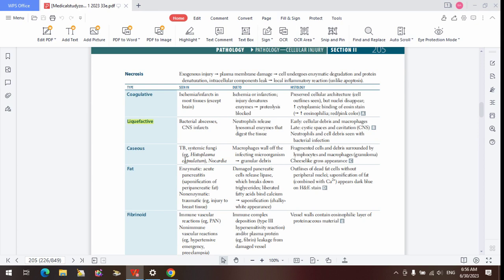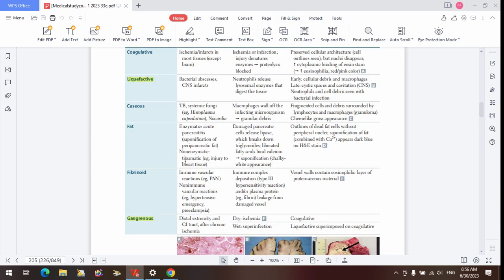The next form of necrosis is fat necrosis. Fat necrosis. This one is very easy, and they like testing this guy a lot. So we must pay attention to it. Fat necrosis can happen following two pathways: the enzymatic one and the non-enzymatic. The commonest one is the enzymatic one. So what happens? It can happen in somebody that has acute pancreatitis, that's the enzymatic route, and in somebody that has suffered trauma to the breast, that is the non-enzymatic route.